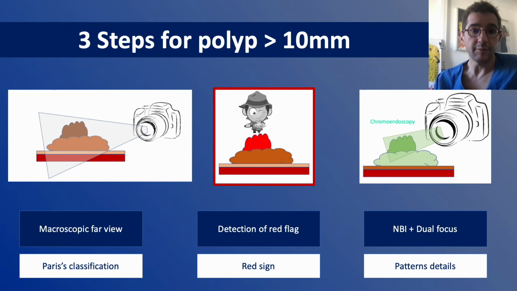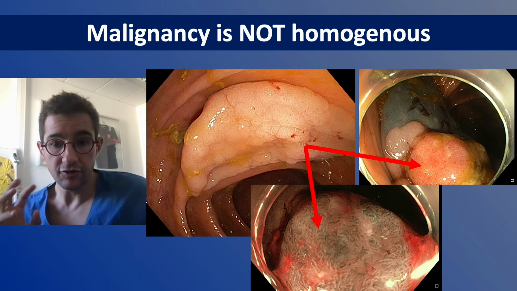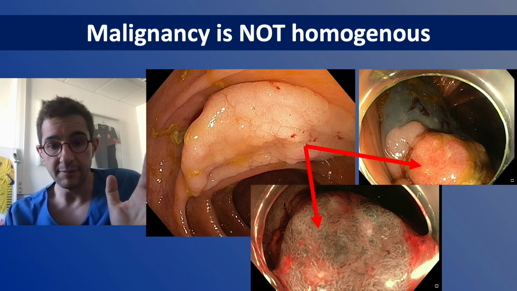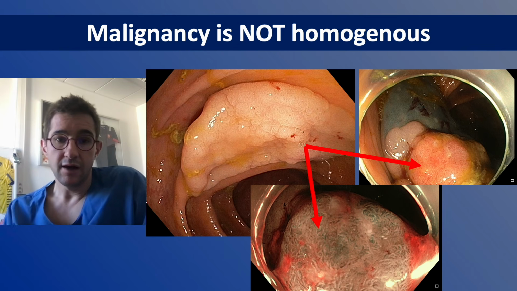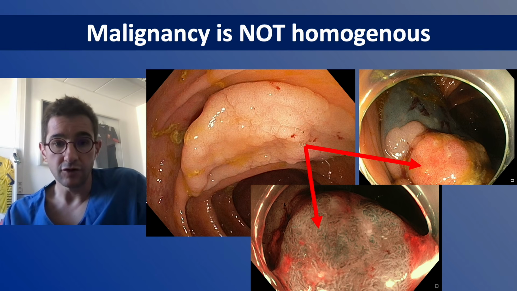So the second step of characterization is that you should search for the demarcated red area, because usually the malignancy comes from only one area. It's very rare to have a completely malignant lesion. Usually it's a large adenoma with a focal malignancy, which is in this picture in the right lower corner.